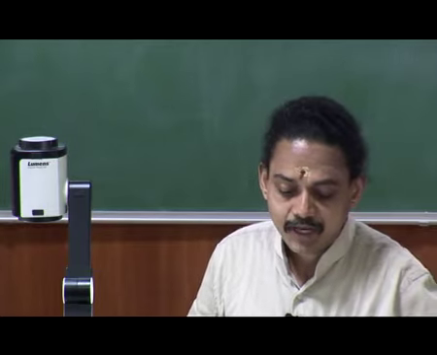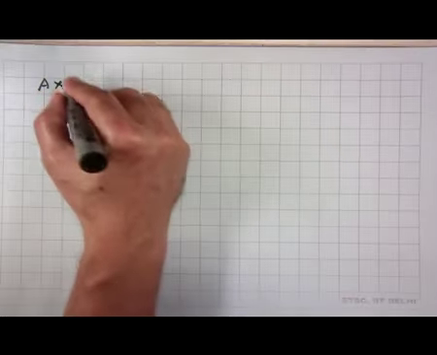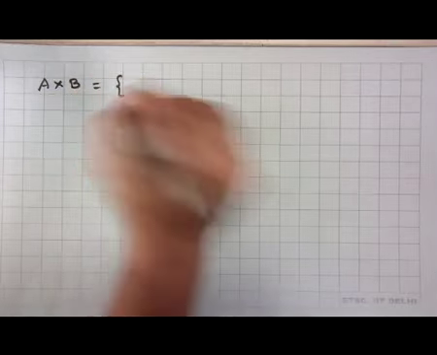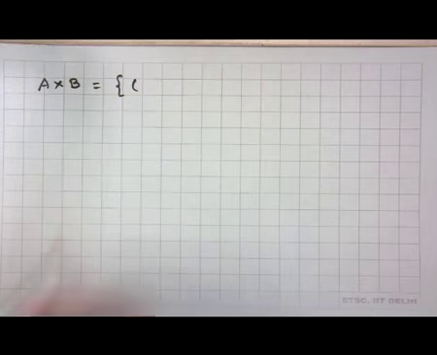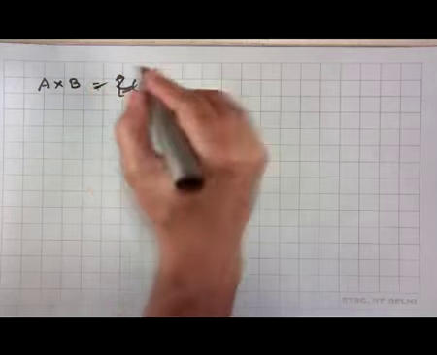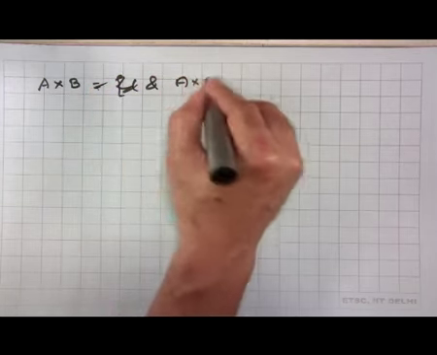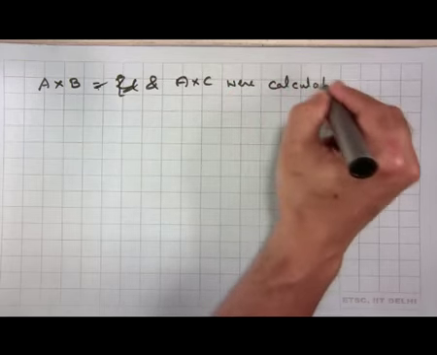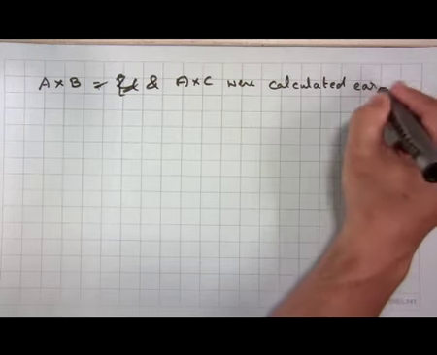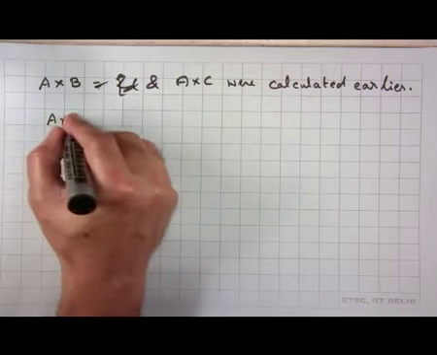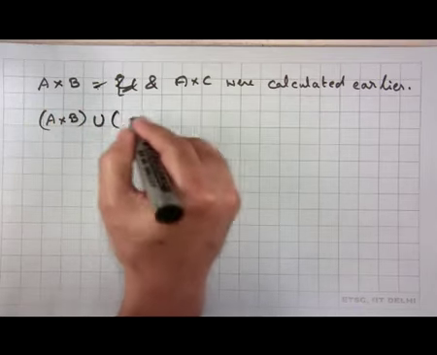Now, let us try to calculate A cross B and A cross C and then take their union. These two things were calculated earlier when we did the first one or the second one. A cross B and A cross C were calculated earlier, right. Now, let us just take their union, A cross B union with A cross C.